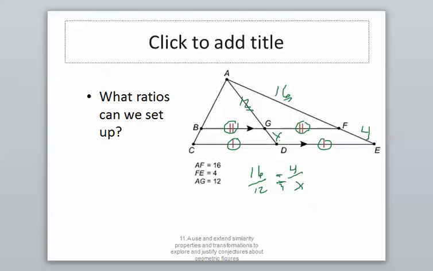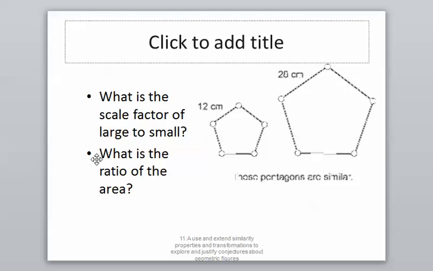Okay? What is the scale factor large to small? What is a scale factor? A scale factor is when we take a ratio that tells us how we're going to make something get bigger or smaller. So what we're looking at here from large to small, I can see that I've got 20 centimeters here and 12 centimeters here. So I'm going to say 20 over 12, and that's going to be equal to 5 over 3. That's what I would say is the scale factor, 5 over 3.